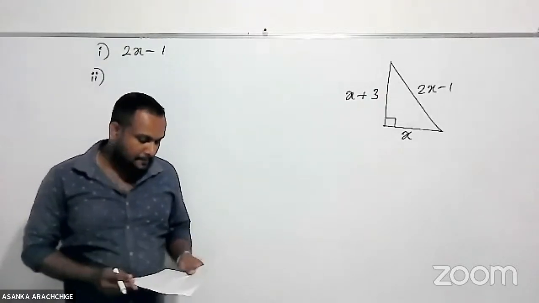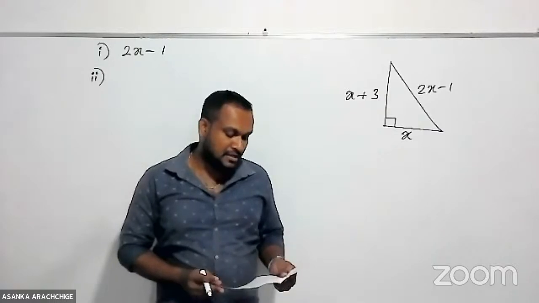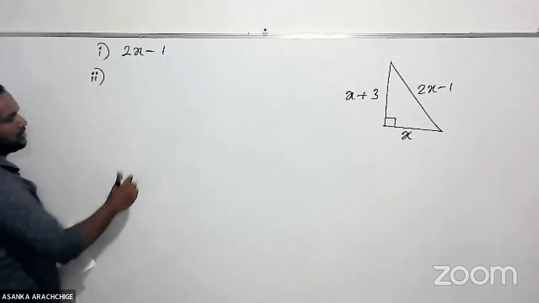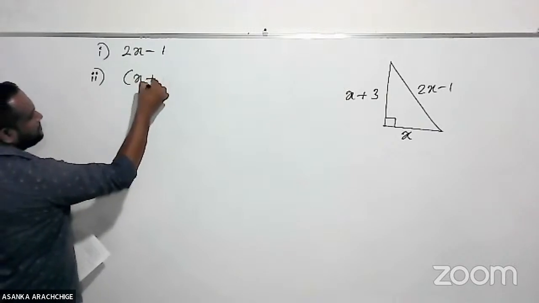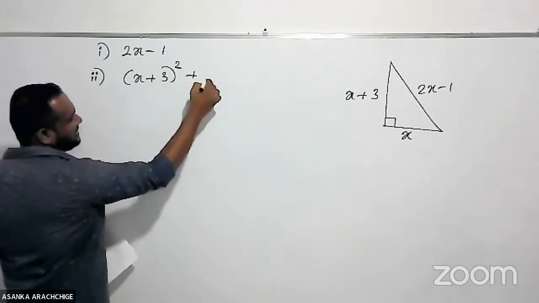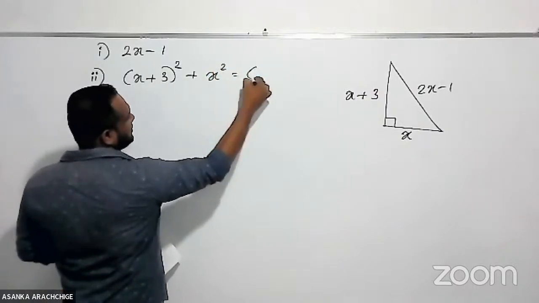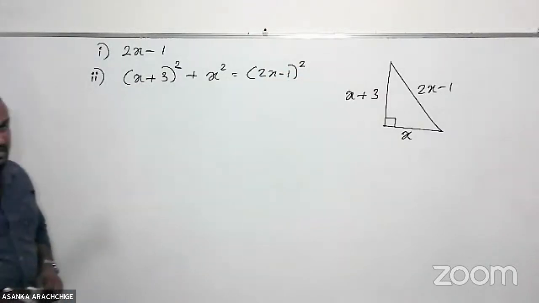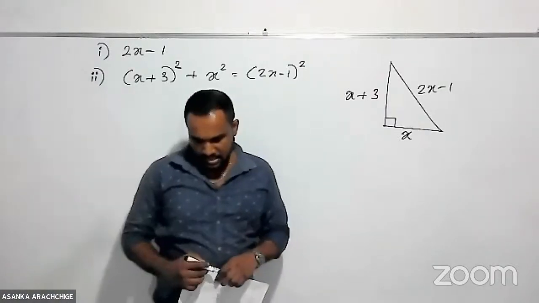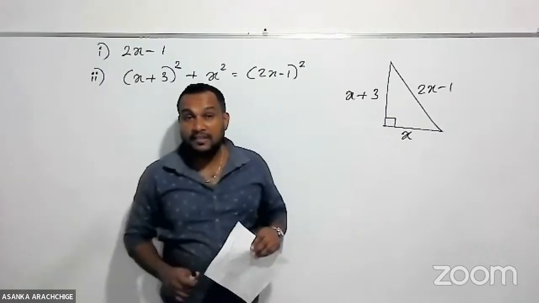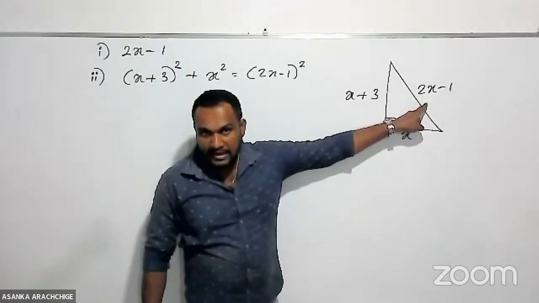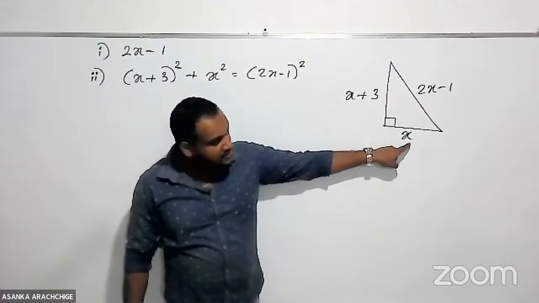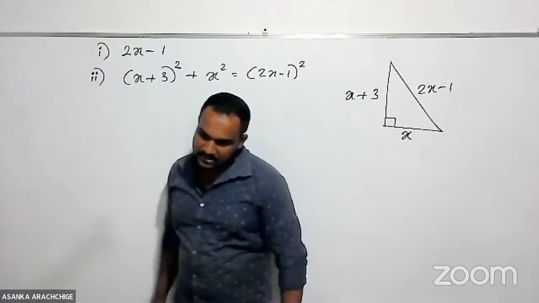Using Pythagoras theorem, write down a relationship between the squares of the lengths of the sides of the triangle. Right. Therefore, accordingly, you can write x plus 3 squared plus x squared must be equal to 2x minus 1 squared. Clear? What is the Pythagoras theorem? The area of the square drawn on the hypotenuse in the right angle triangle is equal to the sum of the areas of the squares drawn on the other two sides.